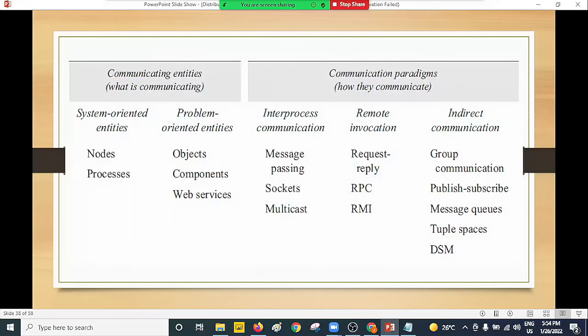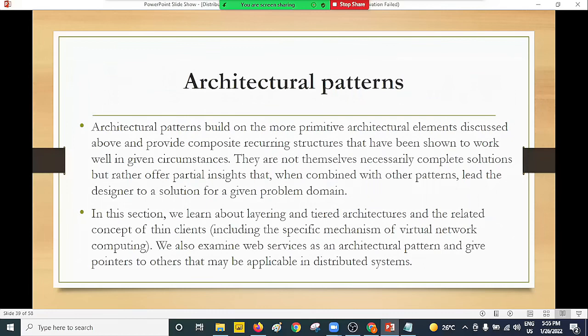We had the communication paradigms, how these entities communicate, and of course the communicating entities, what is communicating. We mentioned the various entities. We had the problem-oriented option and the system-oriented option. We also looked at interprocess communication through message passing, multicast, and so on, up to the last option, which was indirect communication. Perfect. So to wrap up the idea of the architecture model, we have the patterns.